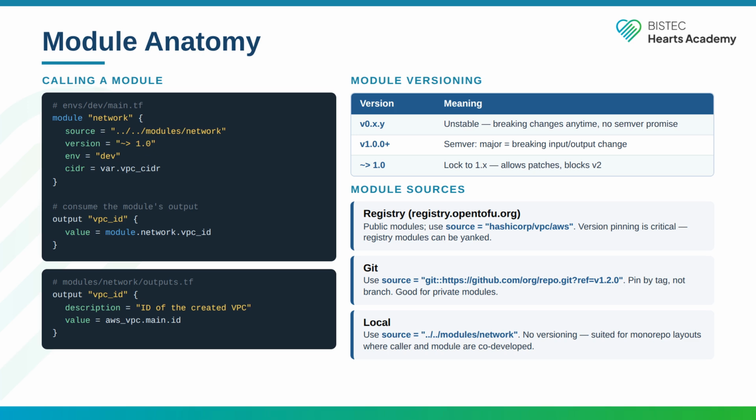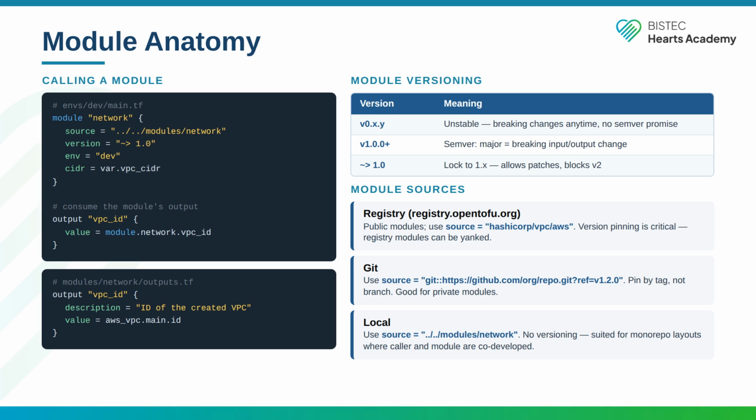Semantic versioning governs this contract. Version 0 signals instability. Breaking changes can happen at any minor bump. Version 1 and onwards signals stability. Major bumps for breaking changes, minor bumps for new features, patch bumps for bug fixes. Adding a new required variable with no default is a breaking change, major bump. Adding an optional variable with a default leaves callers unaffected, minor bump.